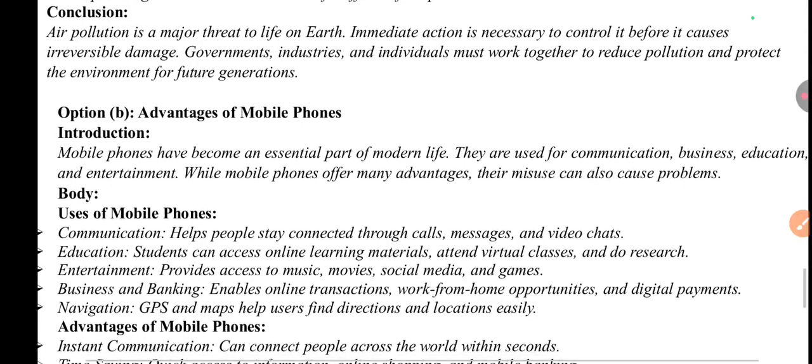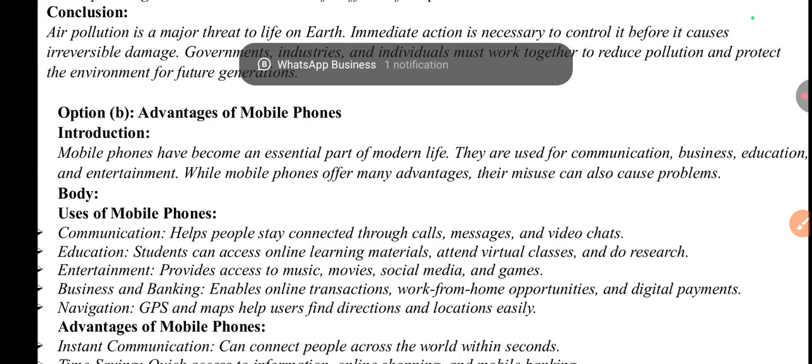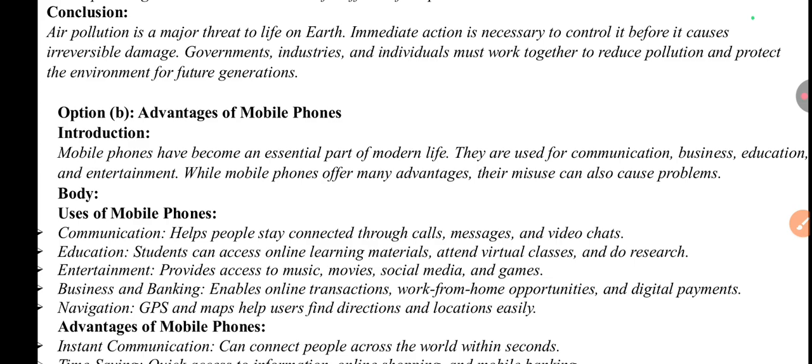Conclusion: Air pollution is a major threat to life on earth. Immediate action is necessary to control it before it causes irreversible damage. Governments, industries, and individuals must work together to reduce pollution and protect the environment for future generations.